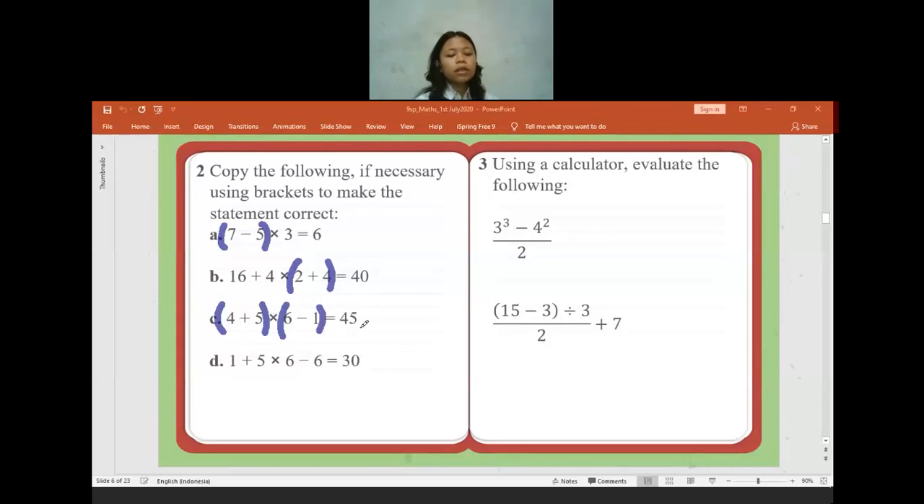Good job. Is there anyone who is confused? No. No, teacher. Okay, if no one is confused, let us continue to question D. Where do I have to put the bracket? 1 plus 5. 1 plus 5, let us check. 1 plus 5 will equal 6. 6 times 6 is 36, minus 6 equals 30, so correct. Thank you. Let us continue to question 3.